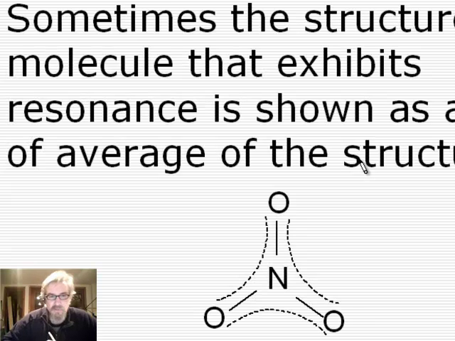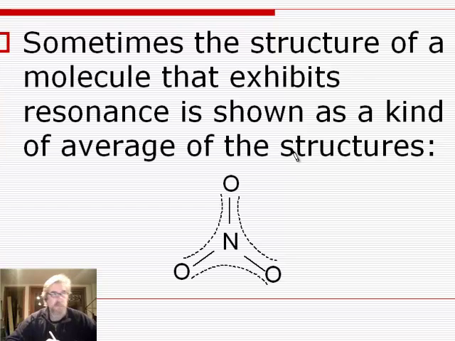So sometimes the structure of a molecule that exhibits resonance is not shown as the 3 different options, but it's sometimes shown as just a sort of an average of the structures. Like here's an example. With nitrate, we've got these 3 sticks that represent the single bonds, and then the double bond is shown as sort of dotted lines, and it indicates that that double bond is all over the place. It's a concept known as delocalization.